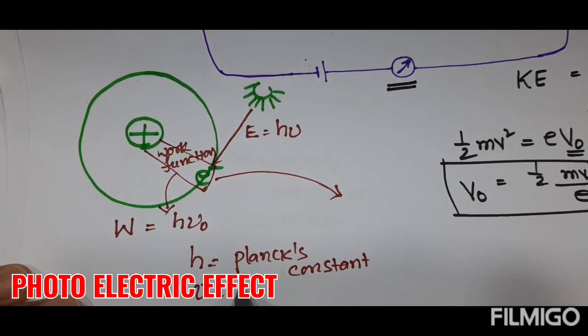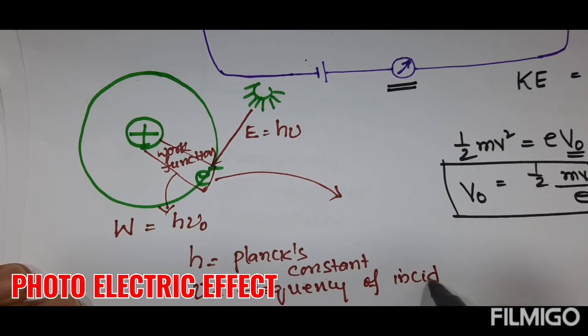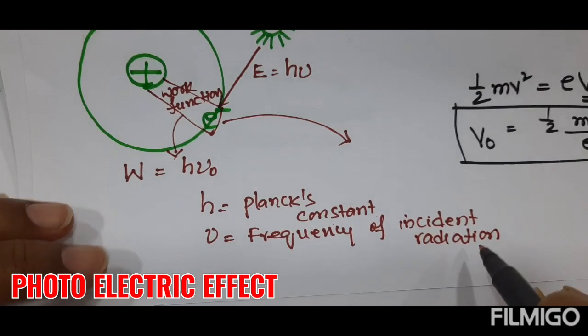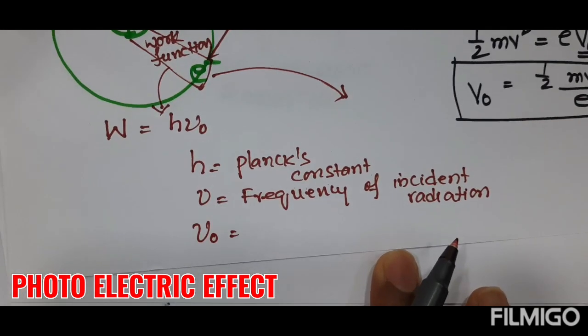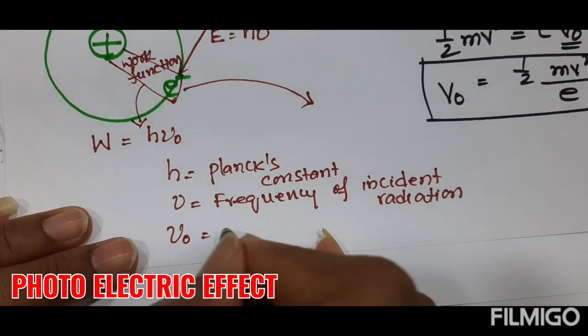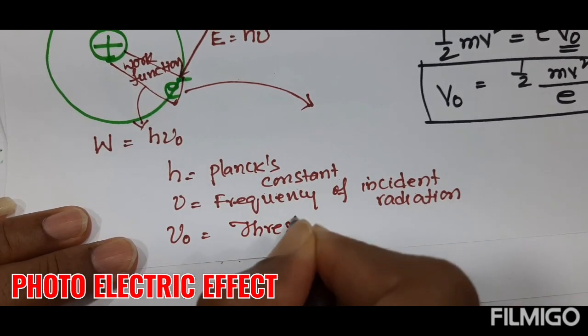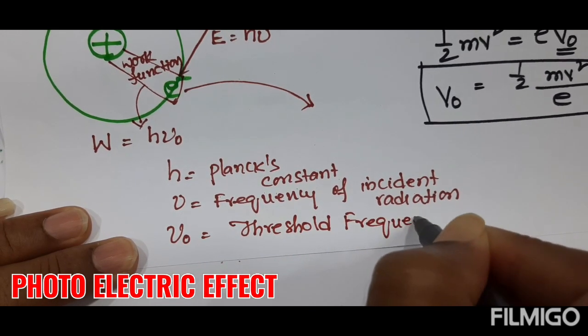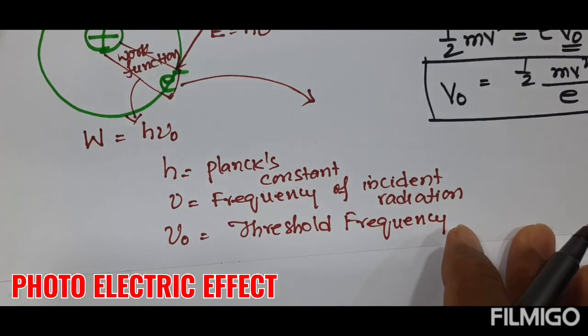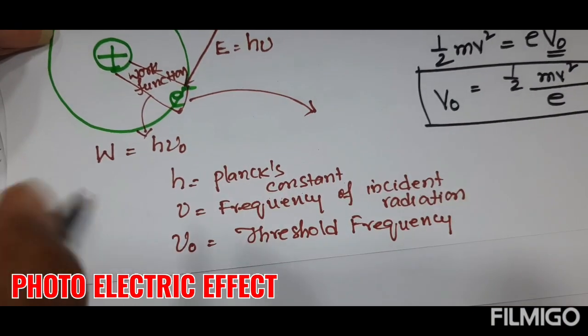Nu is called frequency of incident radiation, and nu naught is equal to threshold frequency. What is the difference of the frequency and threshold frequency?